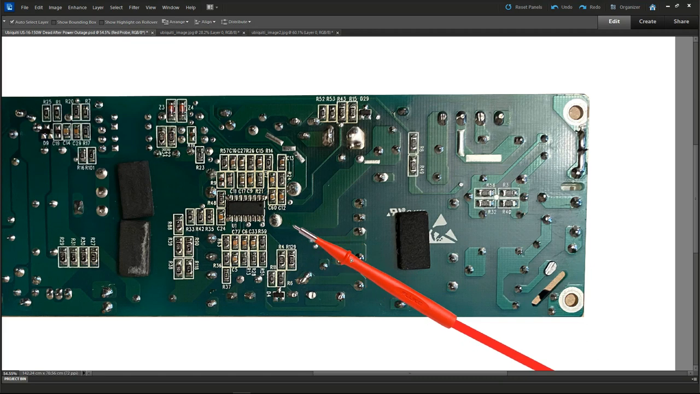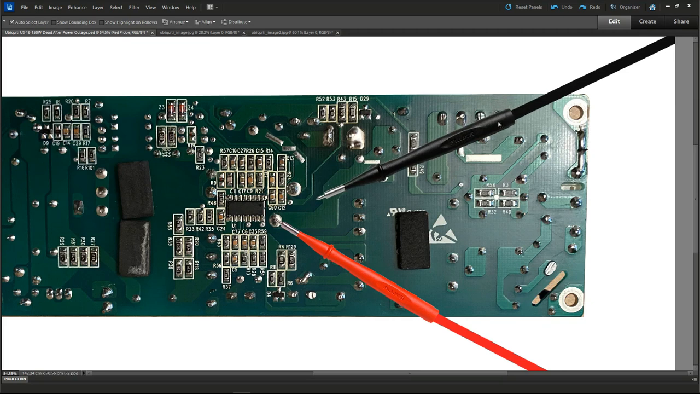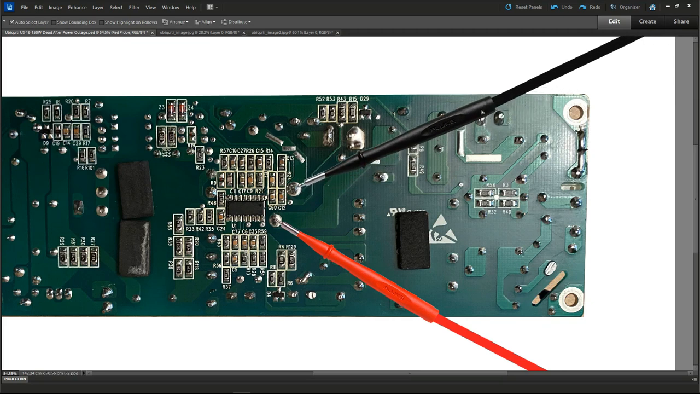So I switch my voltmeter to high voltage DC, and I place my probe onto this pin here. And I got my black probe and placed it on the ground pin of that main filter capacitor. When I measured that, I was getting 310, but it was fluctuating up and down, from 308 to 311, up and down.